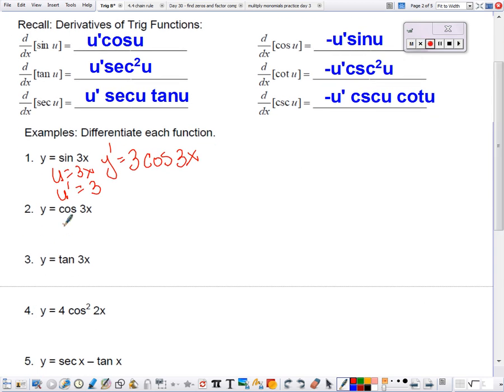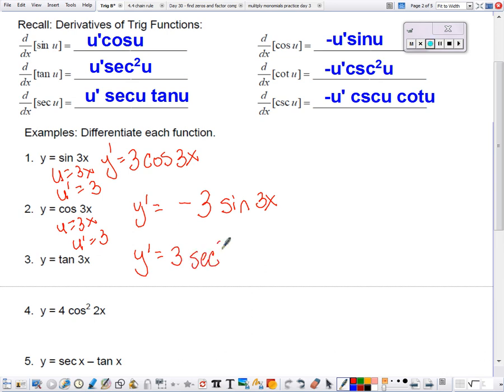I'm going to do similar for number 2. U is 3x here, so u prime is 3. So our derivative for cosine is negative u prime sine of u. Same thing for tangent up here, so u prime secant squared of 3x.